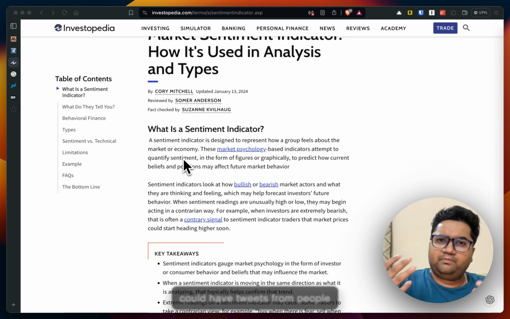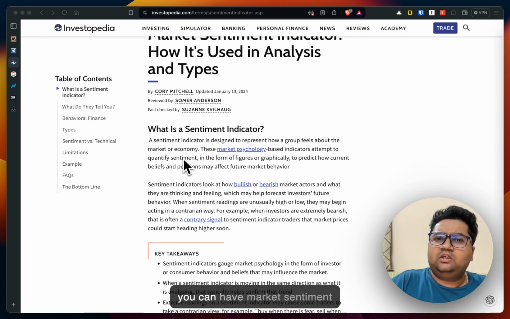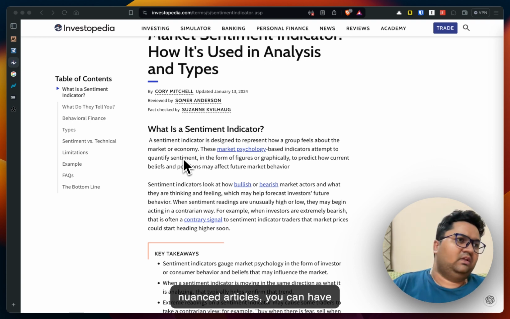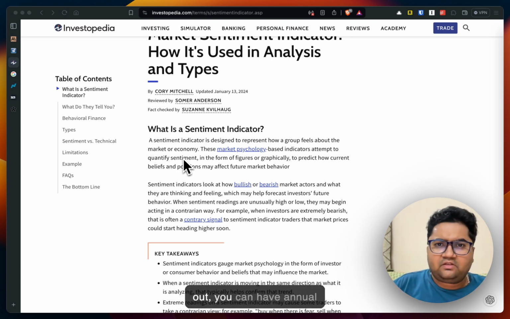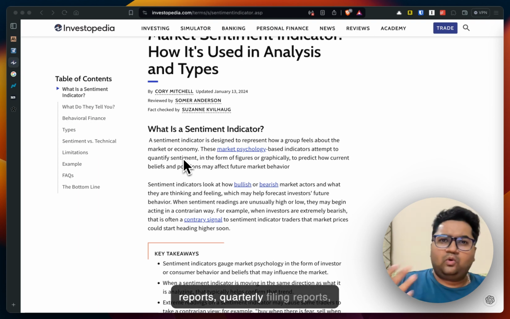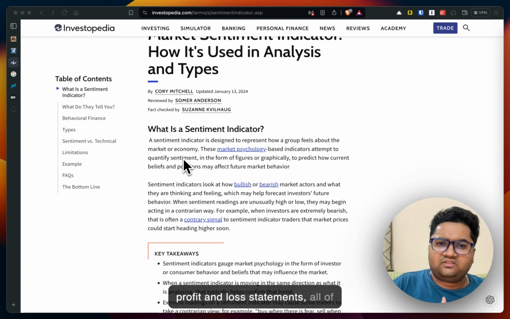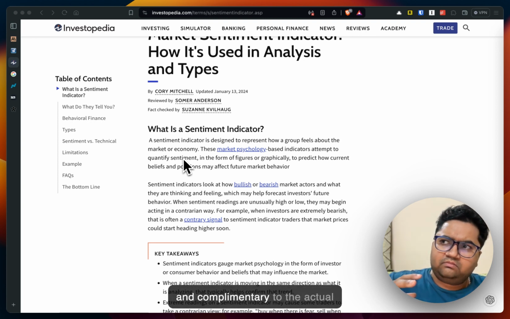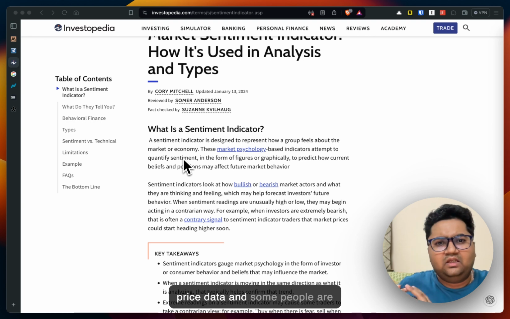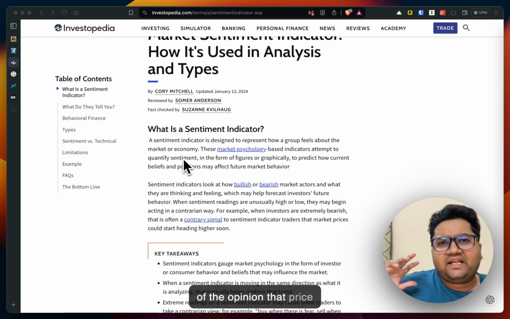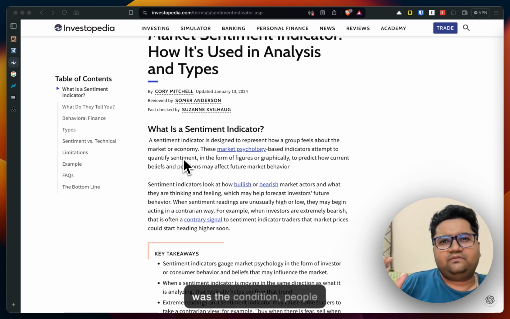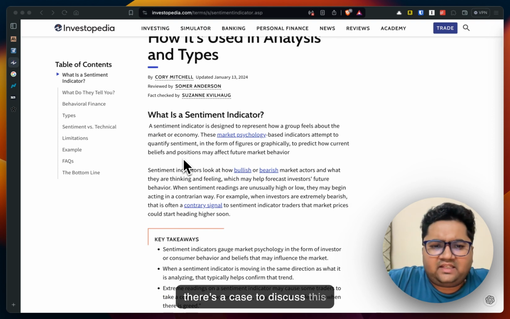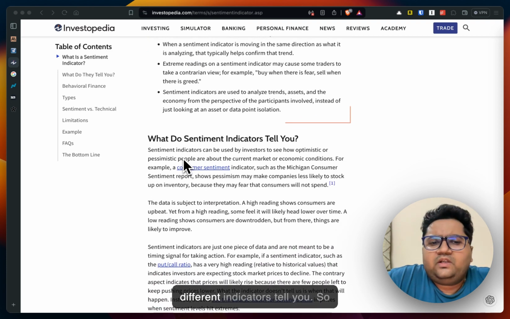You could have tweets from people who could sway prices in crypto. You can have market sentiment over Twitter. You can have news articles. You can have government budget published out. You can have annual reports, quarterly filing reports, profit and loss statements. All of this is a lot of unstructured data, complementary to the actual price data. And some people are of the opinion that price discounts all of that, but if that was the case, people wouldn't have studied it. So there's a case to discuss this, and let's look at what different indicators could tell you.